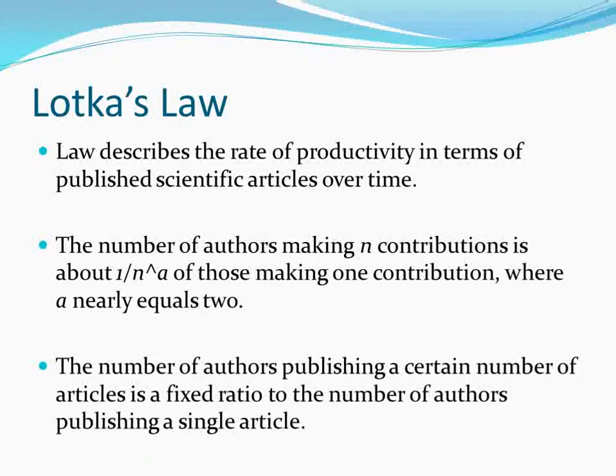More plainly, the number of authors publishing a certain number of articles is a fixed ratio to the number of authors publishing a single article. So, as the number of articles published increases, authors producing that many publications become less frequent.